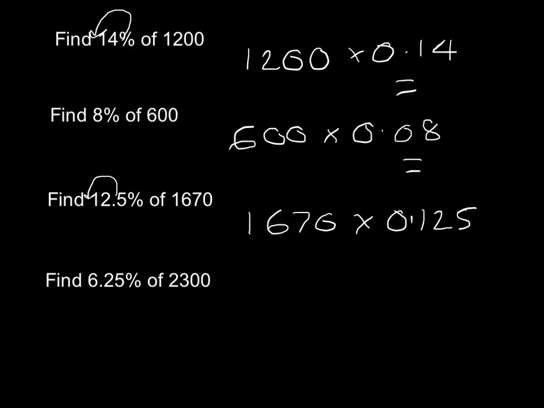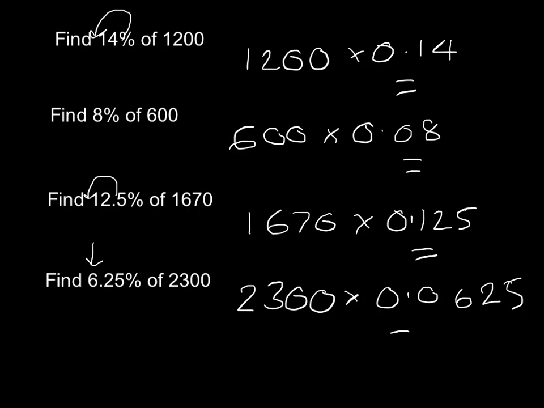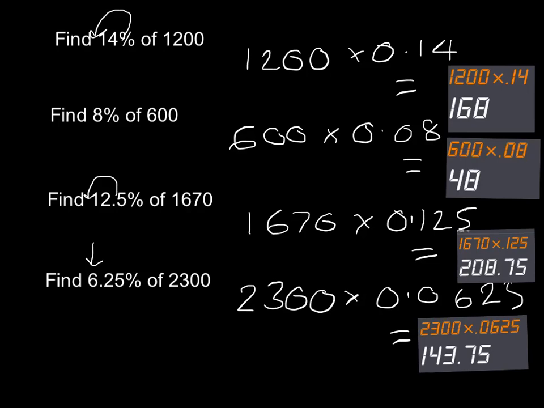And finally, 6.25% of 2,300 can be found by taking 2,300 and multiplying it by 0.0. It's only a single digit, so you need the naught first to show there's no tens. 6, and then just write the 25 on the end. So we take the calculator to finish off these questions. So we've done the working out, and now I put all the calculations through the calculator, and we see we've got answers 168, 48, 208.75 and 143.75.